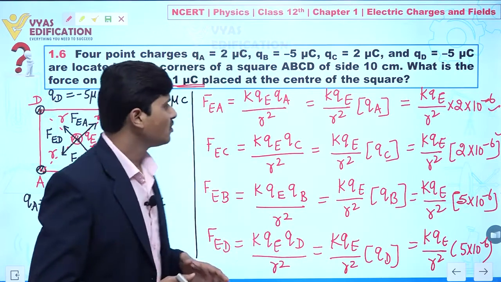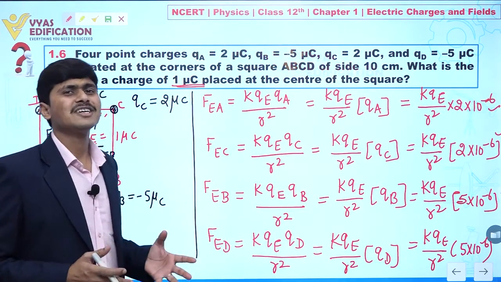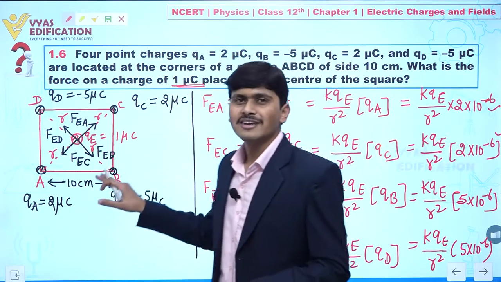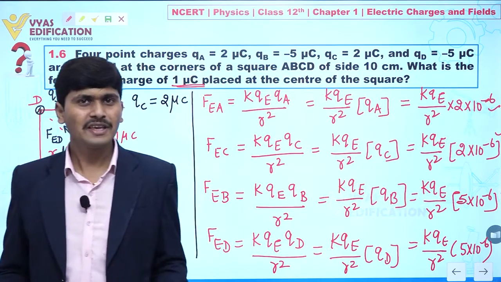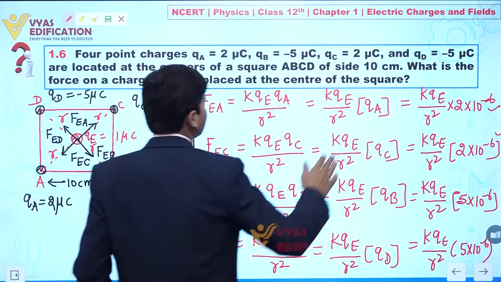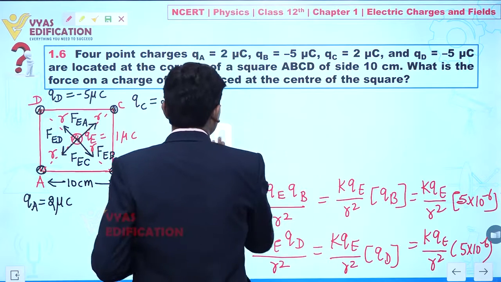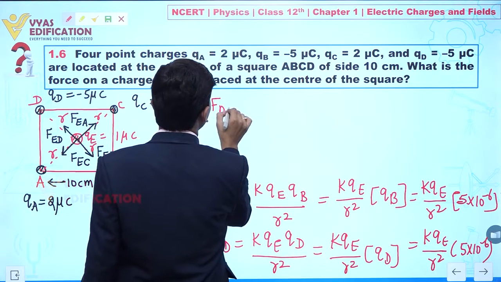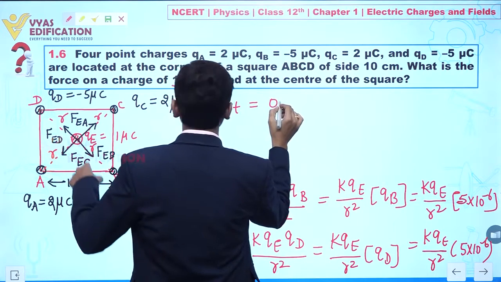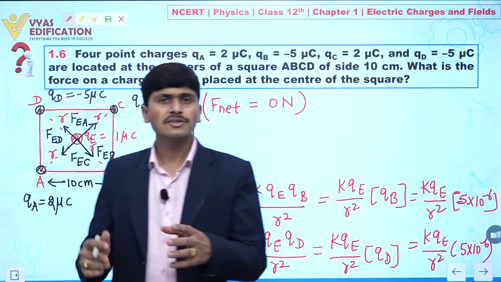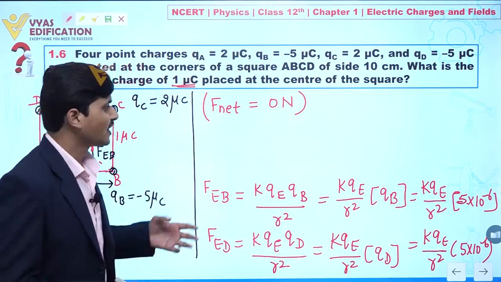Yes or no? So again the net force by these two charges is 0. Yes or no? So what is the net force acting on a charge that is placed at the center of this square? We can say net force is 0. Yes or no? So finally I can write like this: the net force acting on a charge placed at the center is 0. Yes or no? You can also find this same expression in vector form.